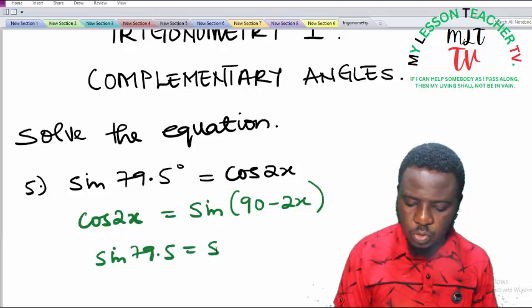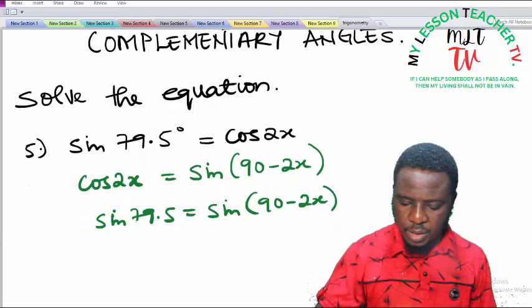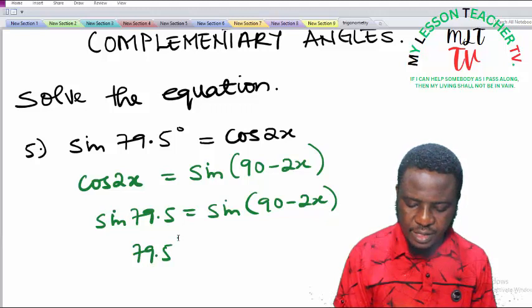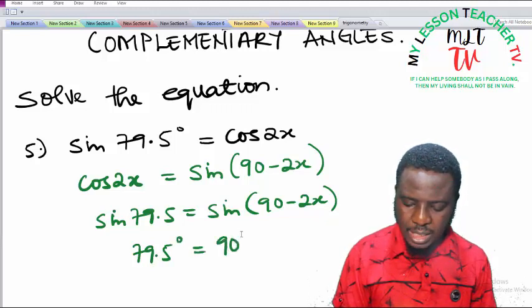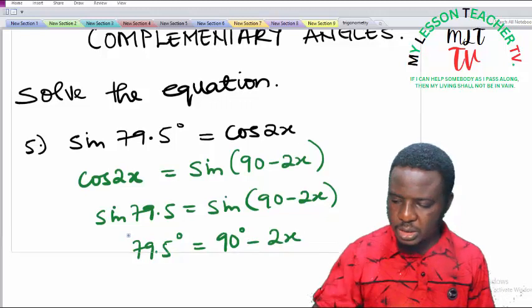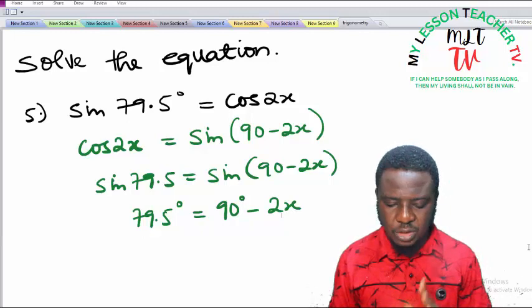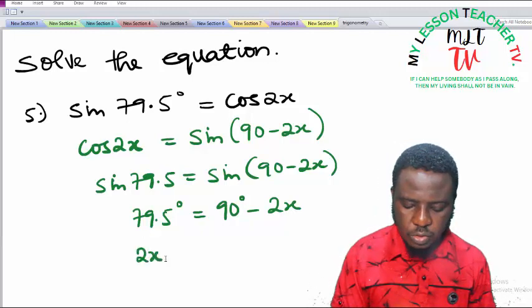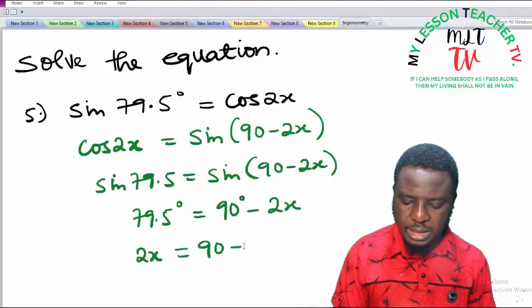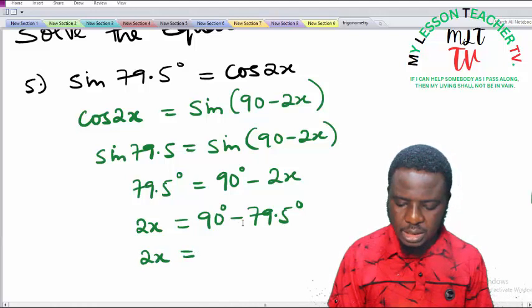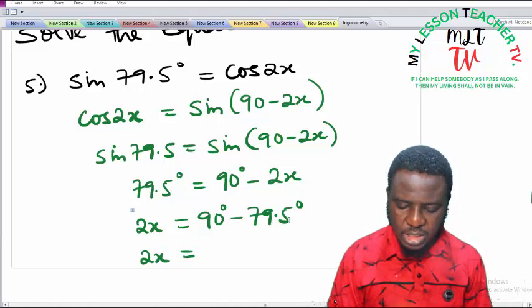Comparing equation 1 and 2, you agree with me that sine 79.5 is equal to sine 90 minus 2x. So when you compare the angles, this becomes 79.5 degrees is equal to 90 degrees minus 2x. You then solve for x by making 2x the subject of the formula and moving it to the left hand side. You have 2x to be equal to 90 minus 79.5 degrees.